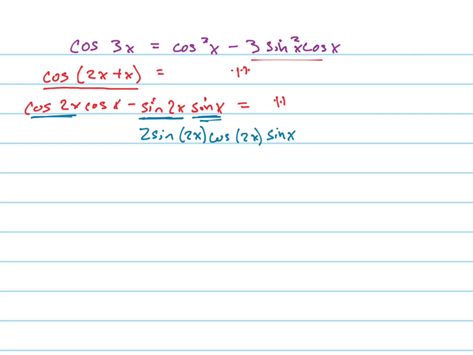Whoops, I wrote that wrong. It's not 2x, it's cosine x sine x, my bad. It's sine x cosine x. There we go. That's the double angle formula. That's the sine 2x formula. Okay, if you look at your formula sheet.